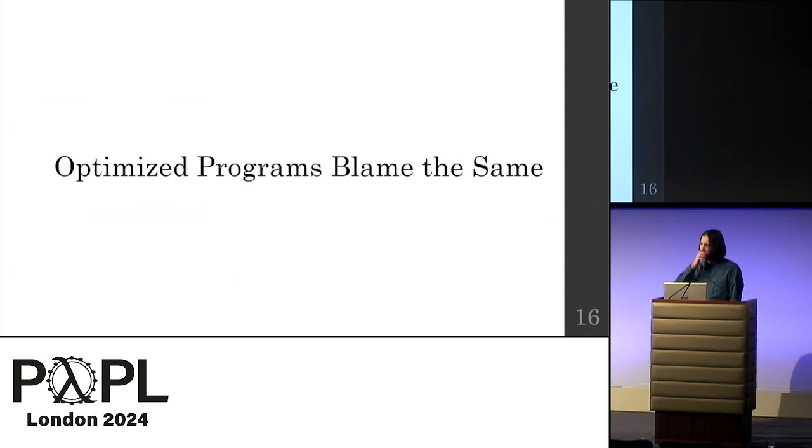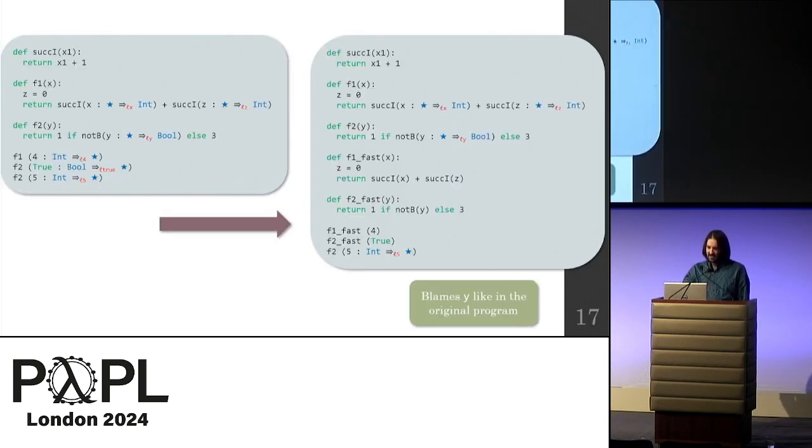And one thing we really wanted was that optimized programs still need to blame the same. So you don't want a semantics changing thing for your program, right? You want the same value if it evaluates, and you don't want it to all of a sudden blame something else just because some optimization started adding type information somewhere. And so we can do this while still using these fast versions of this program.